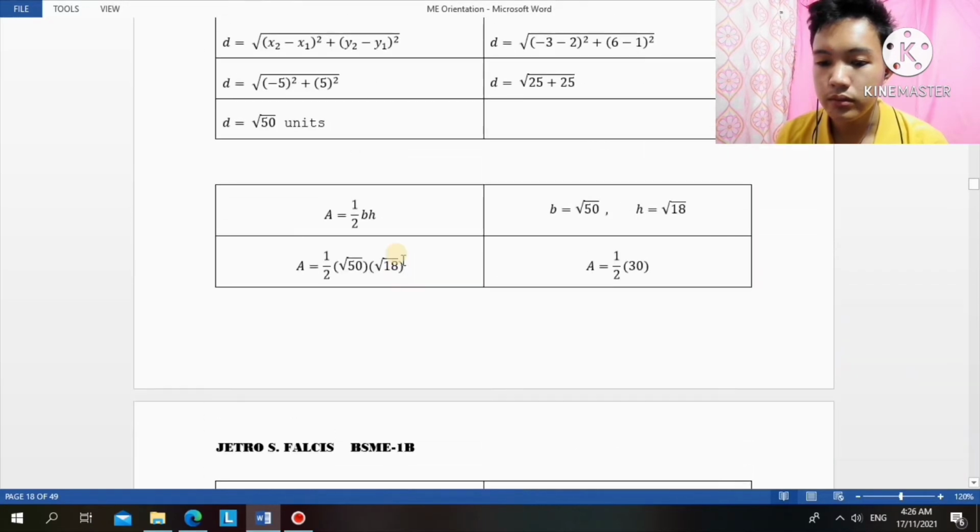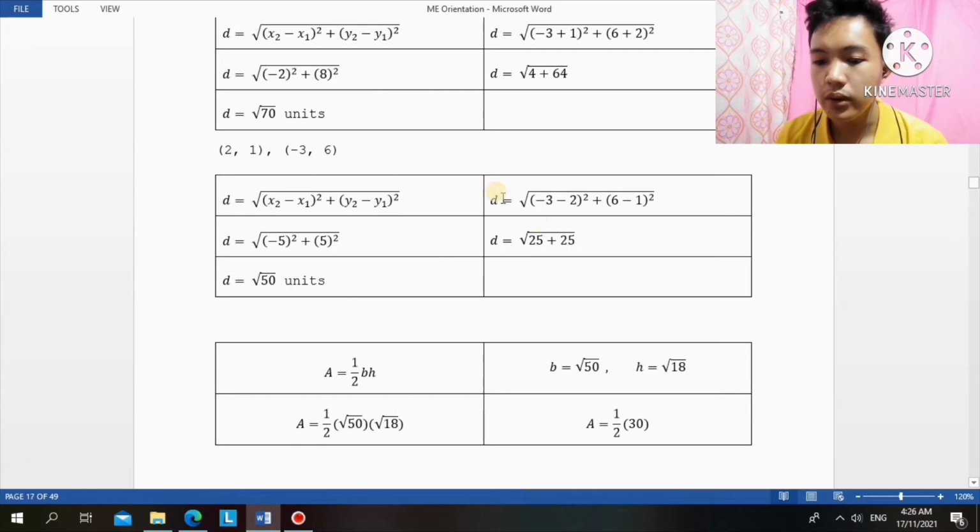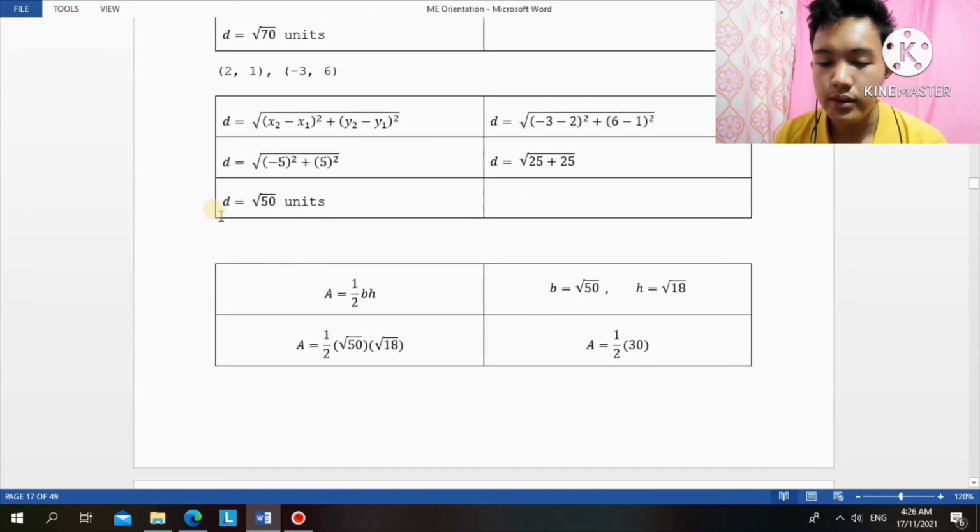So our equation will be distance is equal to the square root of (-3 minus -2) raised to 2 plus (6 minus 1) raised to 2. So -3 minus 2 is equal to -5. Then 6 minus 1 is equal to 5. So -5 raised to 2 is equal to 25. Then 5 raised to 2 is equal to 25. So let's add 25 plus 25 is equal to 50. So our distance is equal to the square root of 50 units.